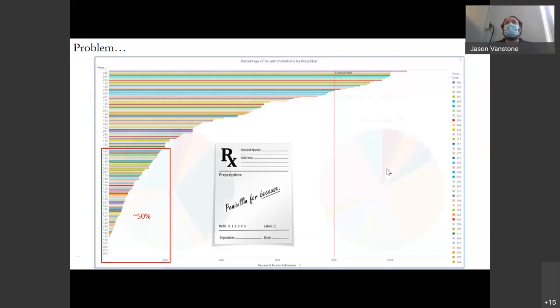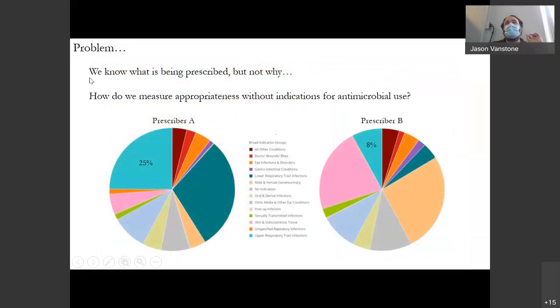And so just to highlight, if we know what is being prescribed but not why, it makes it difficult to measure that appropriateness. So this is an example. For one of the prescribers from there, who had more than 80% of the prescriptions with indication, and as did prescriber B, when we start to break down, based on this pie chart here, what they're prescribing, this blue chunk here, the light blue chunk, is upper respiratory tract infections. 25% of this prescriber's prescriptions were for upper respiratory tract infections, compared to 8% for prescriber B. And if you add in lower respiratory tract, which is this darker green here, this is another, I think, 30% or so for this prescriber.